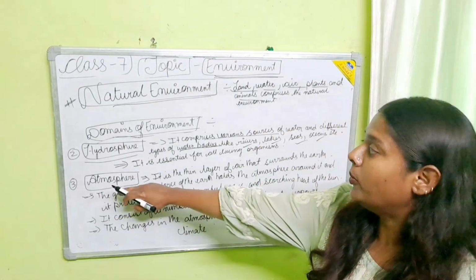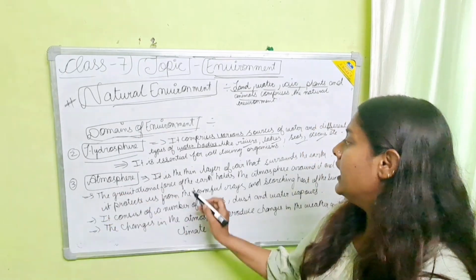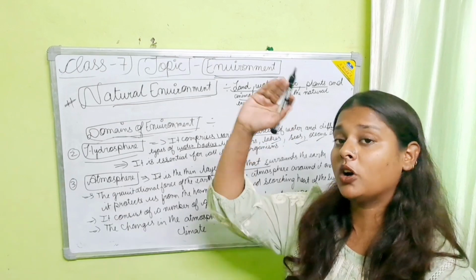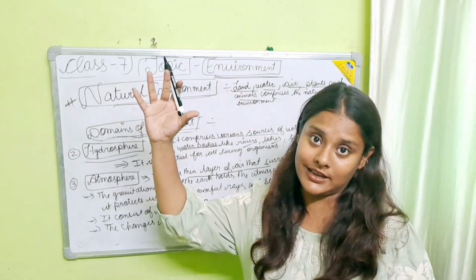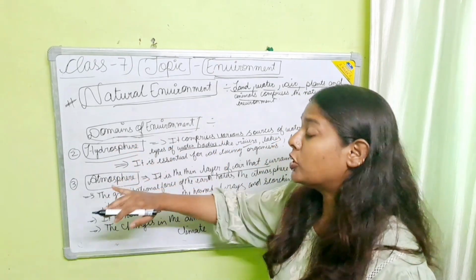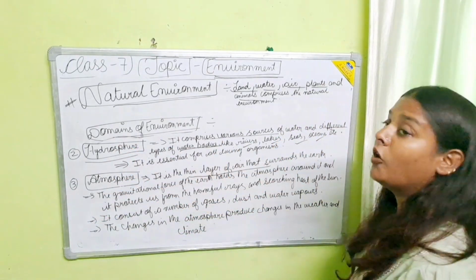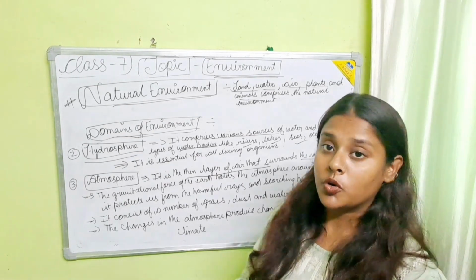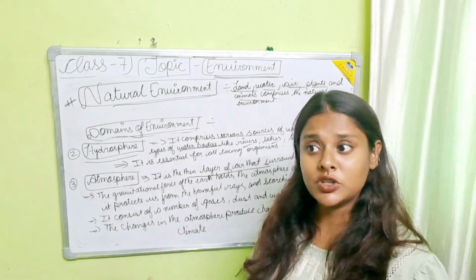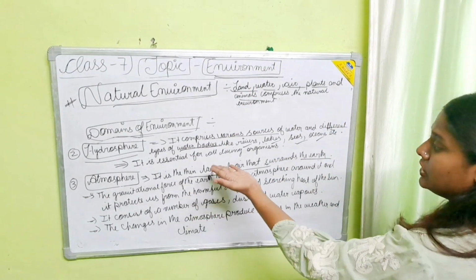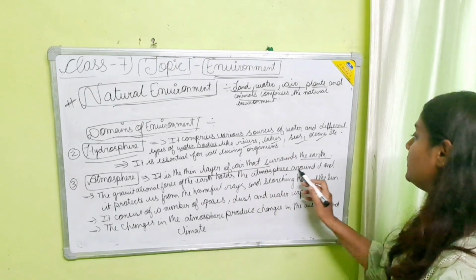Now, third domain of environment is atmosphere. It is a thin layer of air that surrounds the earth. When we talk about lithosphere, it is a solid crust. Then hydrosphere, it comprises of water. When we talk about atmosphere, it is the thin layer of air that surrounds the earth. The gravitational force of the earth, anything that you throw upside comes downwards. So the gravitational force of the earth holds the atmosphere around it.